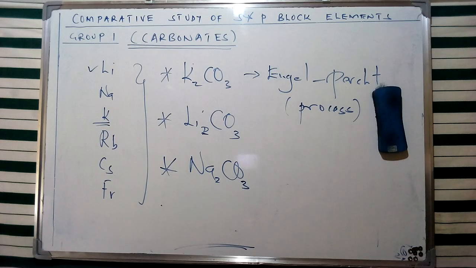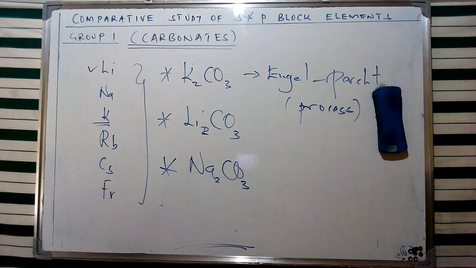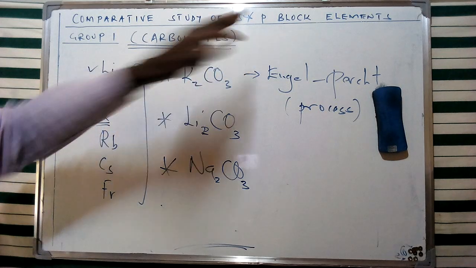So kindly check the link in our description boxes. There we are going also to look at different groups and some of their carbonates, perhaps hydrogen carbonates, chlorides and sulfates, etc., nitrates, so that we are able to see how they're going to display a different behavior, especially under the category of S and P block elements.